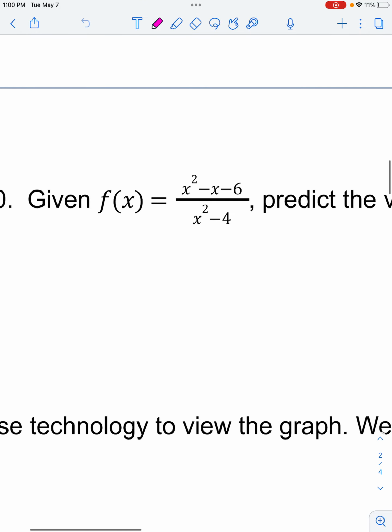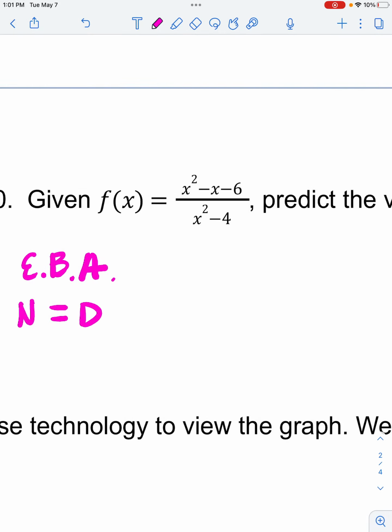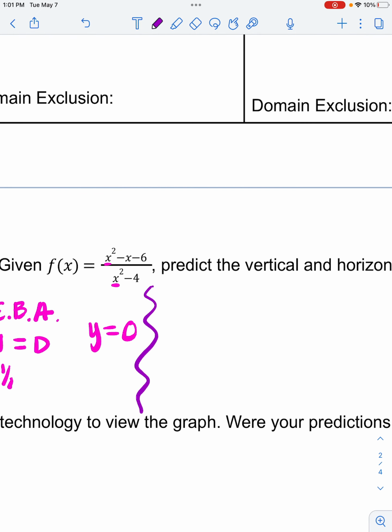Okay, so for this, remember our end behavior asymptote, I'm just going to write EBA, is when our numerator degree is equal to our denominator degree. So we have to divide our coefficients. So since we have an x squared and an x squared, that's a 1 divided by 1. Thus, our end behavior asymptote is supposed to be y equals 0. Okay? All right.